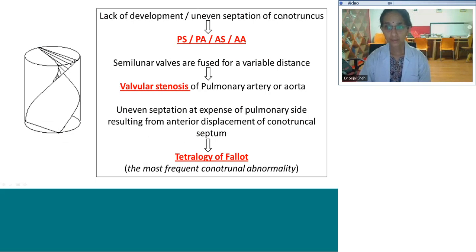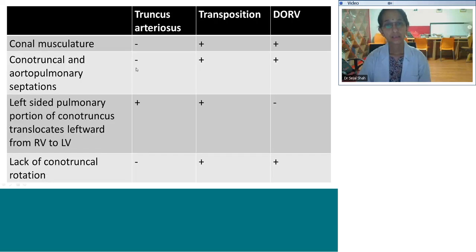We spoke about uneven septation. When you have uneven septation at the expense of the pulmonary side, because of anterior displacement of the conotruncal septum, then it's going to give rise to the most frequent conotruncal abnormality, which is tetralogy of Fallot. This is sort of a summary.